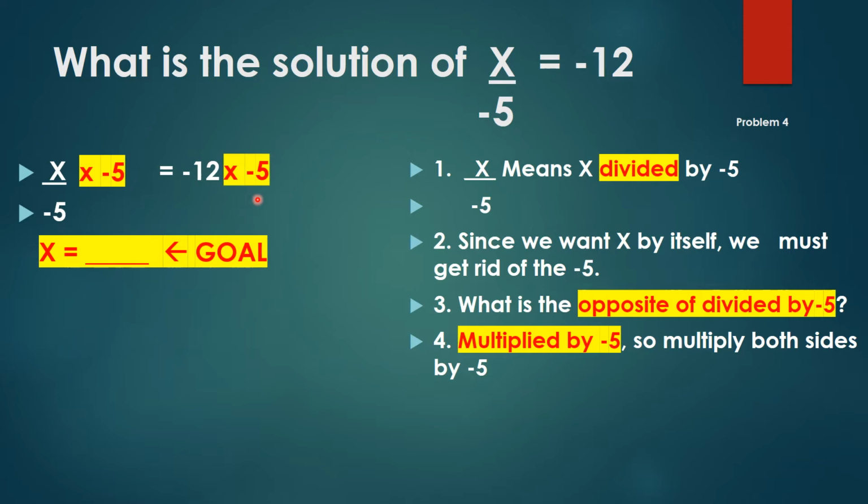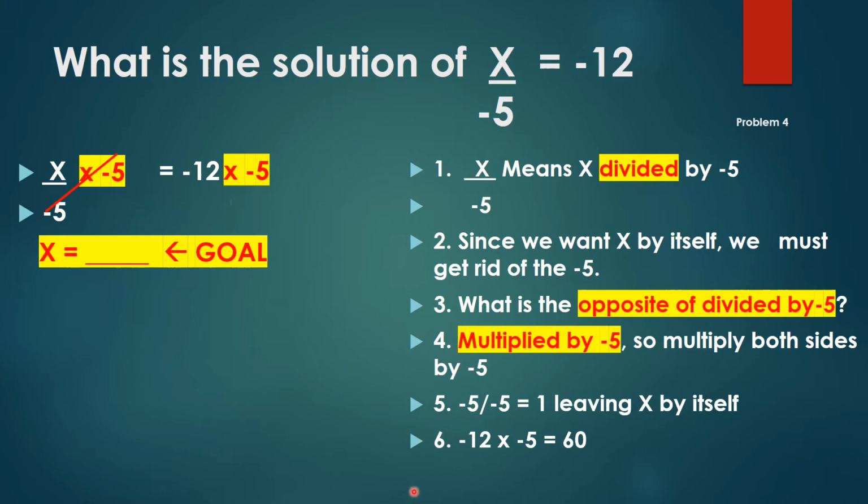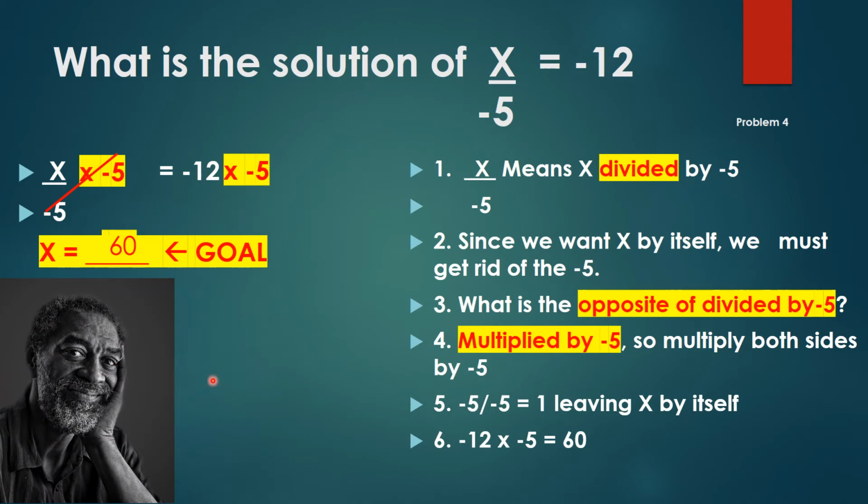So looking at the left side of the equal sign, I've got that red negative 5 over that white negative 5. And since that's negative 5 divided by negative 5, anything divided by itself is equal to 1. So those negative 5s cancel out, leaving x all by itself, and here's x all by itself on the left side of the equal sign. So on the right side, I take negative 12 times negative 5, and negative times negative is positive, and 12 times 5 is 60. So as our answer, we get 60. So now I know you're waiting for your favorite math teacher, and so here he is, and he's telling us that x equals 60 is our solution.